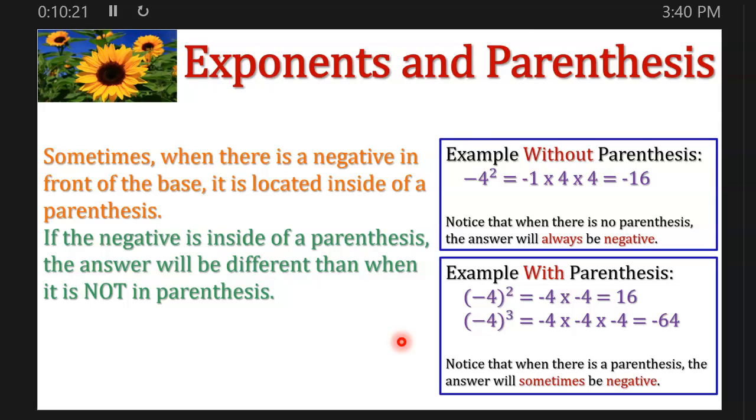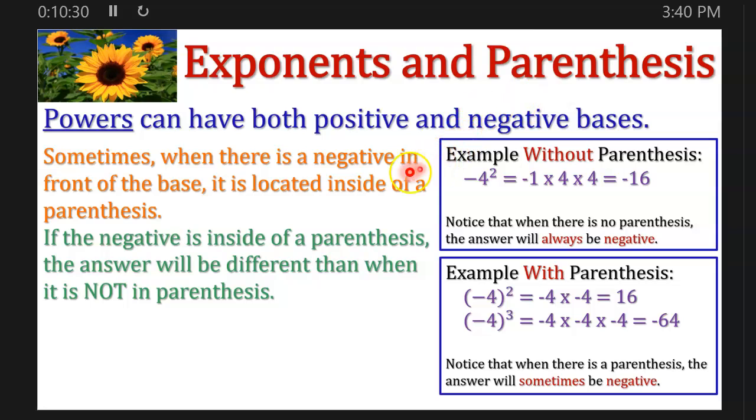All right, so let's look at exponents and parentheses. This is one of those things that tends to trick people sometimes, so we want to make sure we go over it so that we understand how this works. Powers or exponents can have both positive and negative bases. Sometimes when there is a negative in front of the base, it is located inside of parentheses. And if the negative is inside of parentheses, the answer will be different than when it is not in parentheses. So we have an example here where the number does not have parentheses, but there is a negative here on the base. So what this is telling you to do is, it's the same as saying negative.